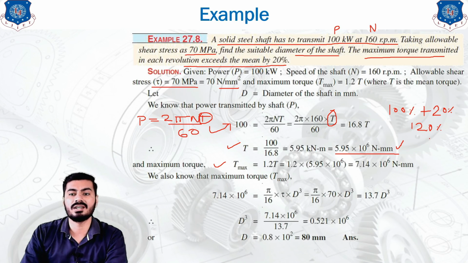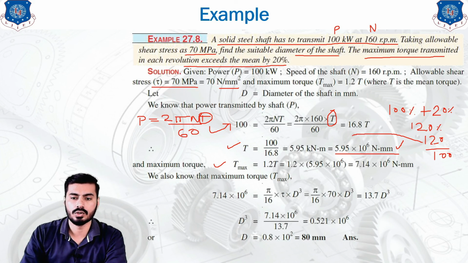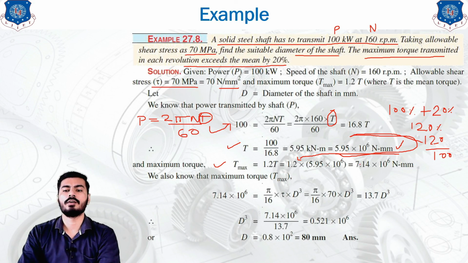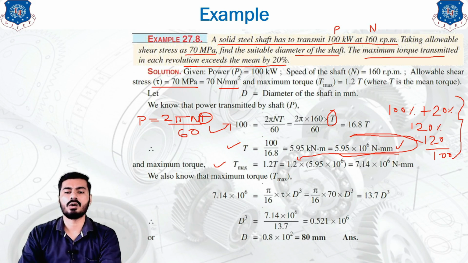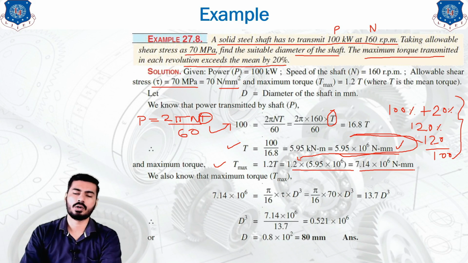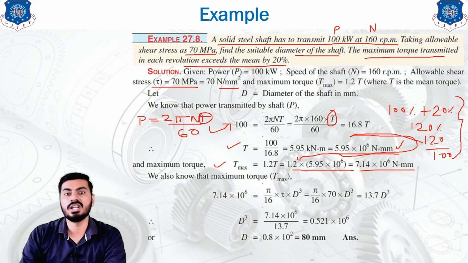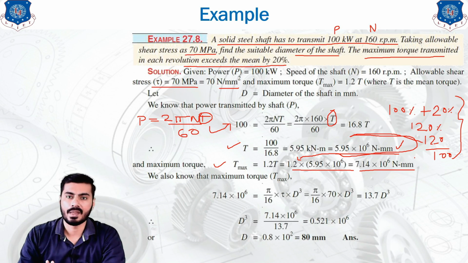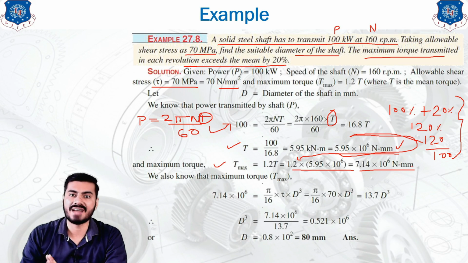In order to remove the percentage, you will have to divide this by 100, and this will give you the answer of 1.2, which we have written over here. So this is the 1.2 which comes from this calculation. Now if you multiply your mean torque with 1.2, you will get the maximum torque like this. We will keep each and every unit in meter and mm, because our intention is to find the diameter in mm. Now we are going to use this maximum torque to calculate the diameter of the shaft.